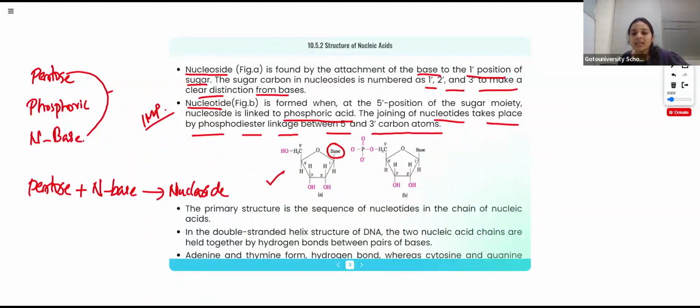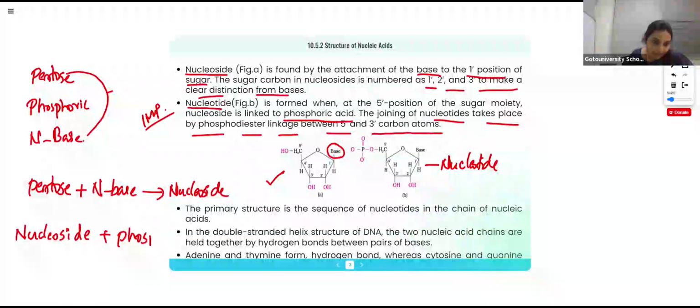So all these three components together are called a nucleotide. Nucleoside plus phosphoric acid is called a nucleotide. Okay, so the structures are clear, right? In the sugar structure, the first carbon contains the base and the fifth carbon is containing phosphoric acid. See, this is the phosphoric acid unit.